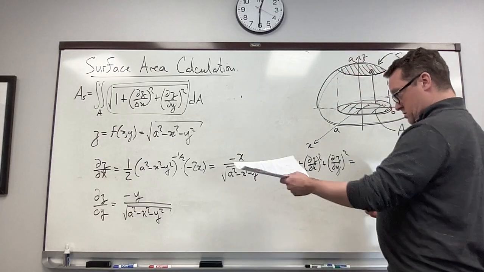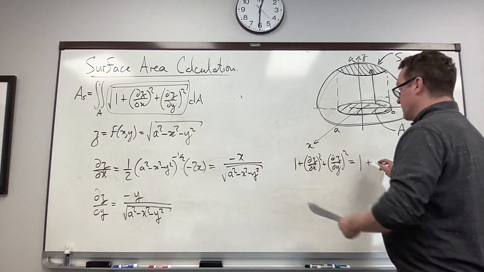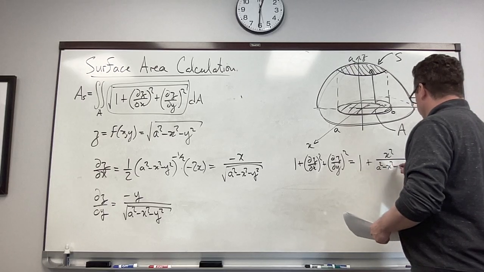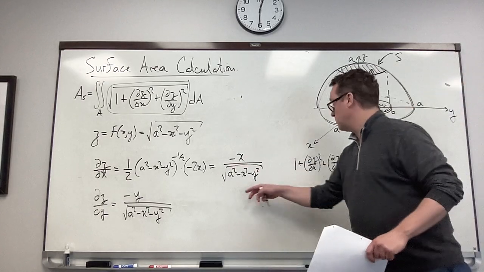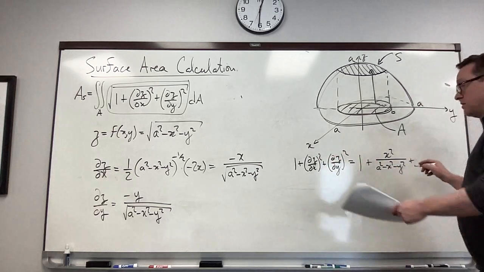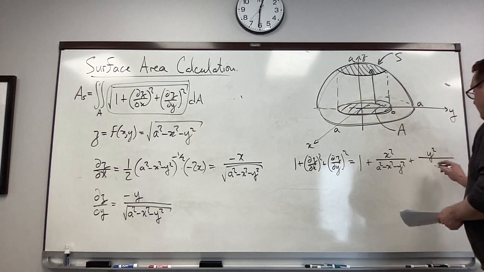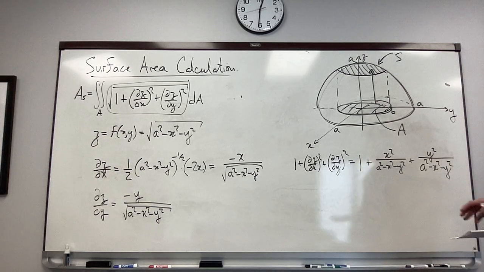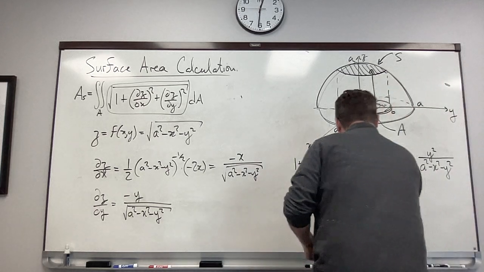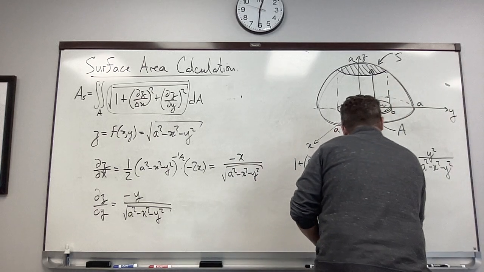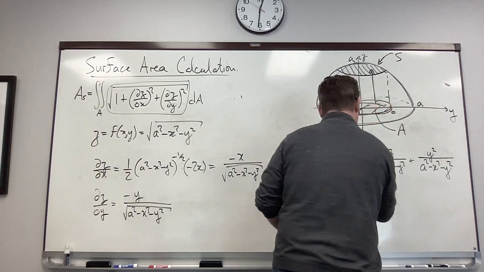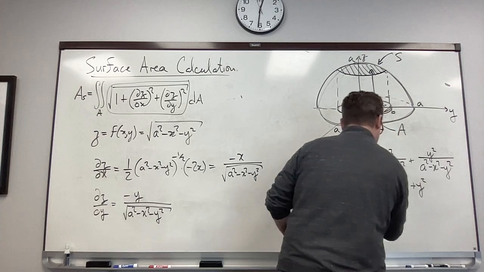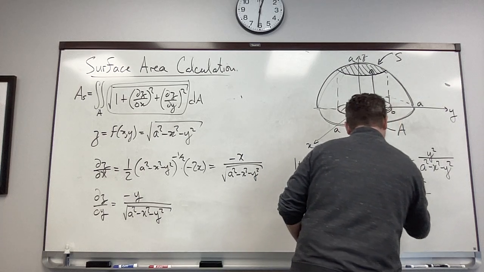Well, that equals 1 plus x squared over a squared minus x squared minus y squared, because we've squared this now. And then we add the y term. You can kind of see what's going to happen. There's going to be a simplification that we can make here. These have the same denominator, so let's put them all together. So this becomes a squared minus x squared minus y squared, plus x squared plus y squared, divided by a squared minus x squared minus y squared.